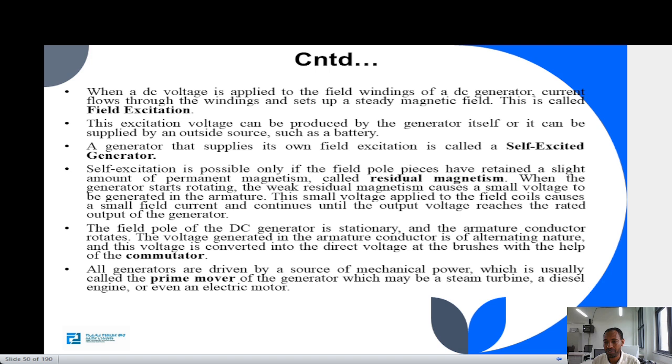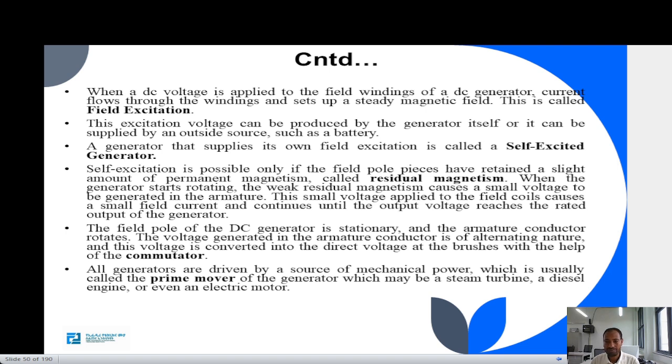By Faraday's law, when we supply the current to the field winding of this DC generator, obviously that current produces a magnetic field. This field is called field excitation, or simply excitation. This excitation voltage can be produced by the generator itself, or it can be applied from outer sources like a battery.